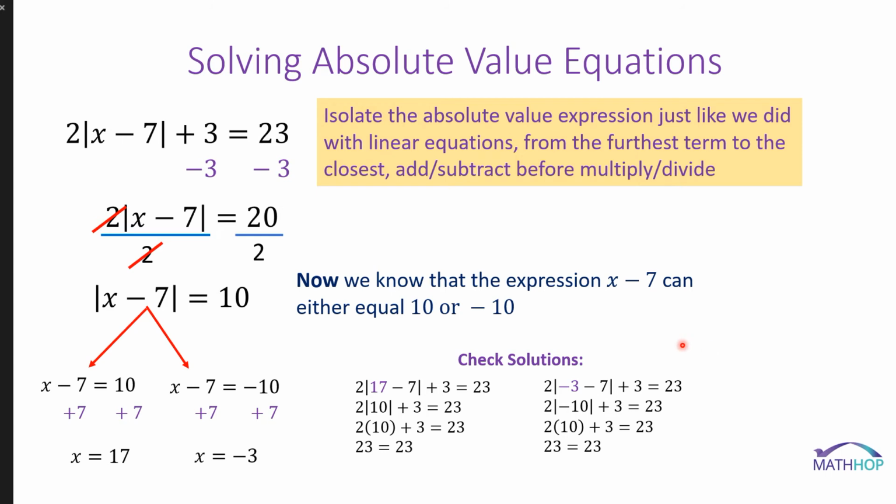Checking the other solution, let's see. 2 times the quantity, the absolute value of negative 3 minus 7, gives us a negative 10, right? Negative 3 plus negative 7. So the absolute value of negative 10 is 10. 2 times 10 is 20, plus 3 is 23. Both solutions work.